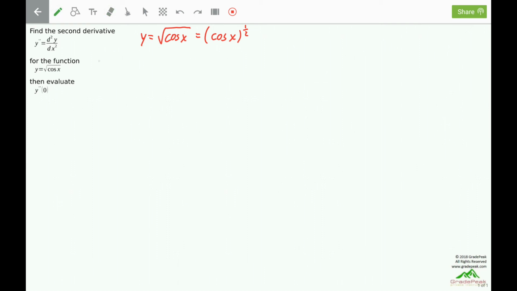Our first derivative, y prime, or dy dx, we'll start with the power rule. We'll bring the power down, 1/2, leave the inside alone, cosine of x. Subtract 1 from the power, so that'll be 1/2 minus, I will call it 2/2. Multiply by the derivative of the inside to complete the chain rule. Derivative of cosine is negative sine.